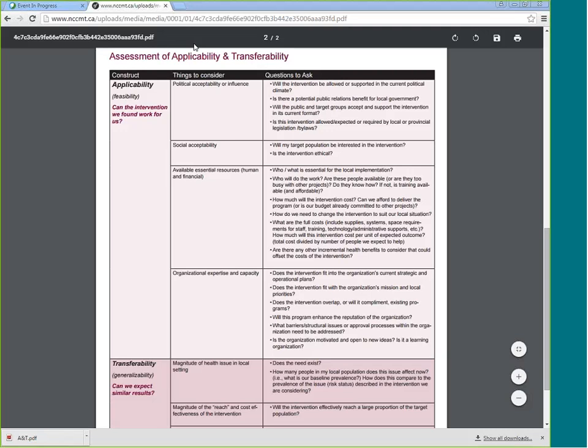So I think everyone should be able to actually see. I think we're able to successfully share our screen. So what you should be seeing now is the actual applicability and transferability tool. So I'll turn it back over to Donna.